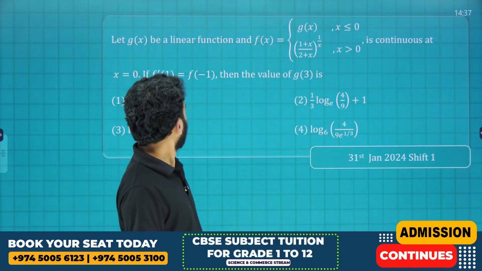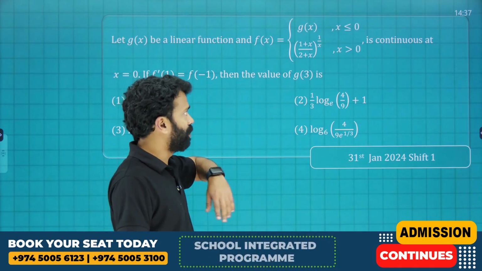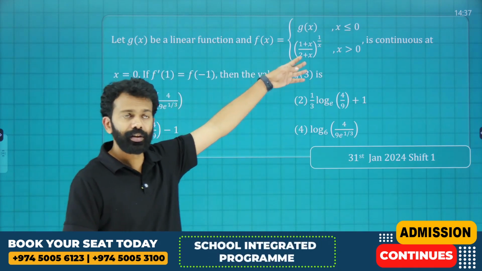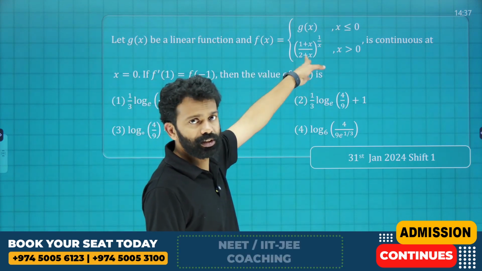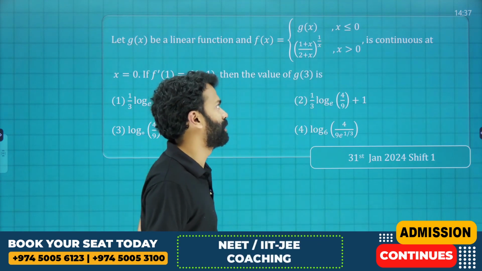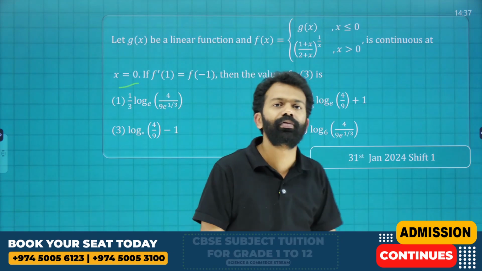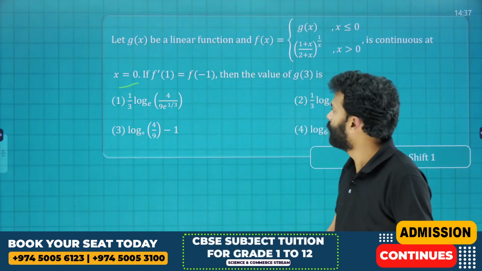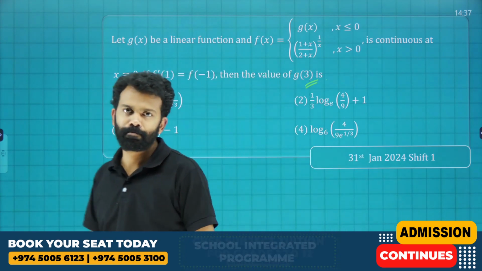Let g of x be a linear function and f of x be a piecewise function given by g of x when x is less than or equal to 0, and (1 plus x by 2 plus x) raised to 1 by x when x is greater than 0, which is continuous at x is equal to 0. Okay, and they have mentioned that if f dash of 1 is equal to f of minus 1, then you need to find the value of g of 3. How are you going to formulate that?